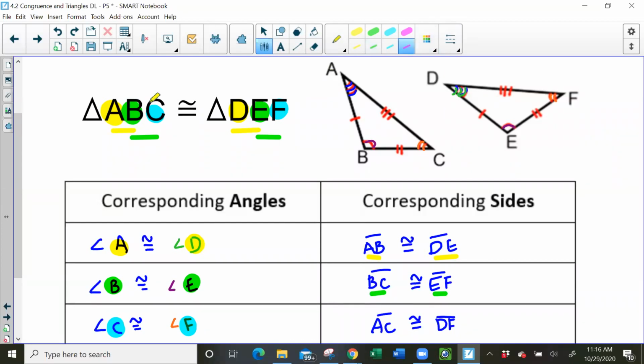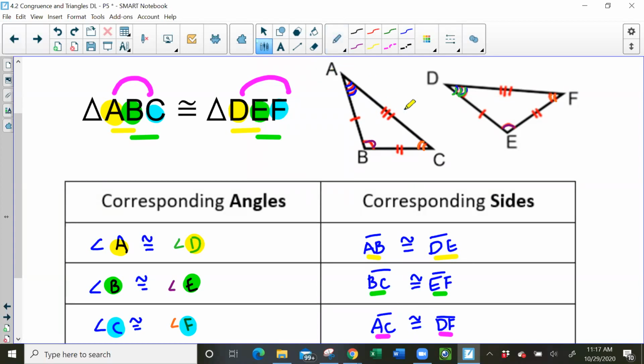And finally, A and C go together, and D and F go together. So I list it from the first to the last and the first to the last. Now, in regular geometry, which you're in, we are not too picky about the order. I would prefer, though, that you guys try your hardest to get these in the correct order.